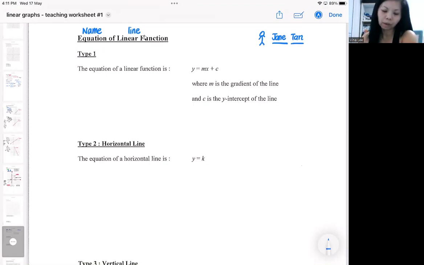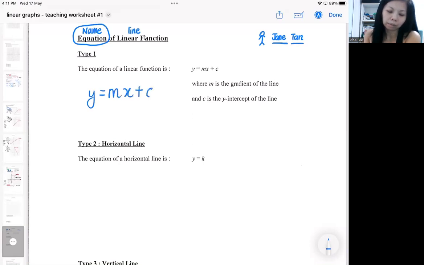Okay, so there are three types of name, three types of equation. The first type is the main one that you will need to know. We will name a line in this format, y equal to mx plus c. So this is how we will call the line.